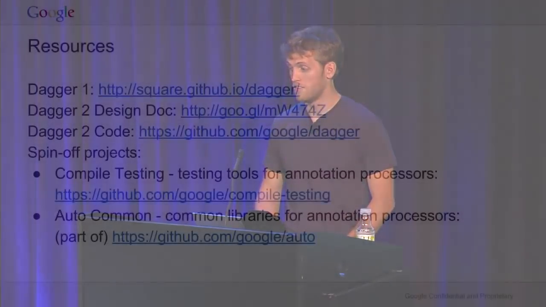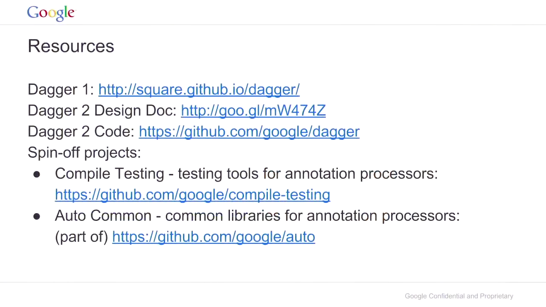Resources for all of this. We've got the Dagger 1 page, the Dagger 2 design doc, the Dagger 2 code. We have some spin-off projects that are probably worth taking a look at if this is the sort of thing that interests you. Compile testing was a big effort where we made some tools for testing annotation processors. If you ever write one, I highly recommend looking at that. And AutoCommon is some common libraries for annotation processors.